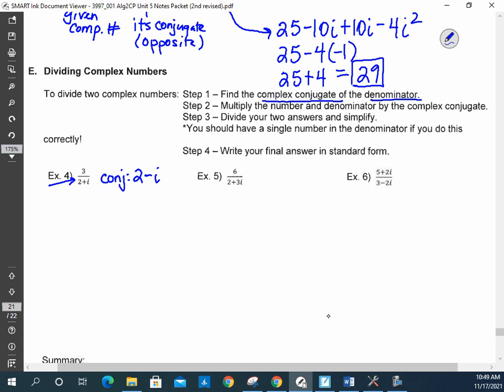Step 2, multiply the numerator and the denominator by the complex conjugate. So you're going to multiply the top and the bottom by the complex conjugate. So that gives you 3 times 2 minus i and 2 plus i times 2 minus i.